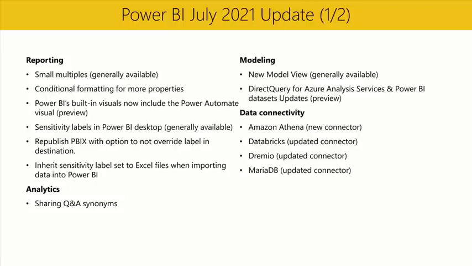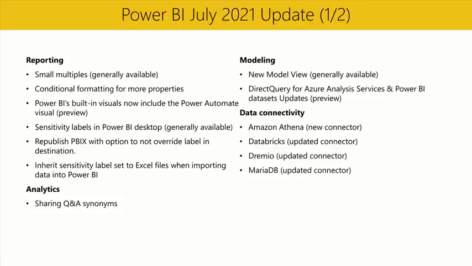Next, sensitivity labels in Power BI Desktop are now generally available. With Microsoft Information Protection sensitivity labels, creators can easily label and protect sensitive content all within the desktop app. With this release, creators will be able to republish PBIX files without overriding sensitivity labels on destination datasets or reports. This is useful for cases where the sensitivity label applied on the PBIX file doesn't match the sensitivity of the data of the target in the service, whether it's because the data sources are different or because the report in the service is applied with different sensitivity labels than the one in the dataset.